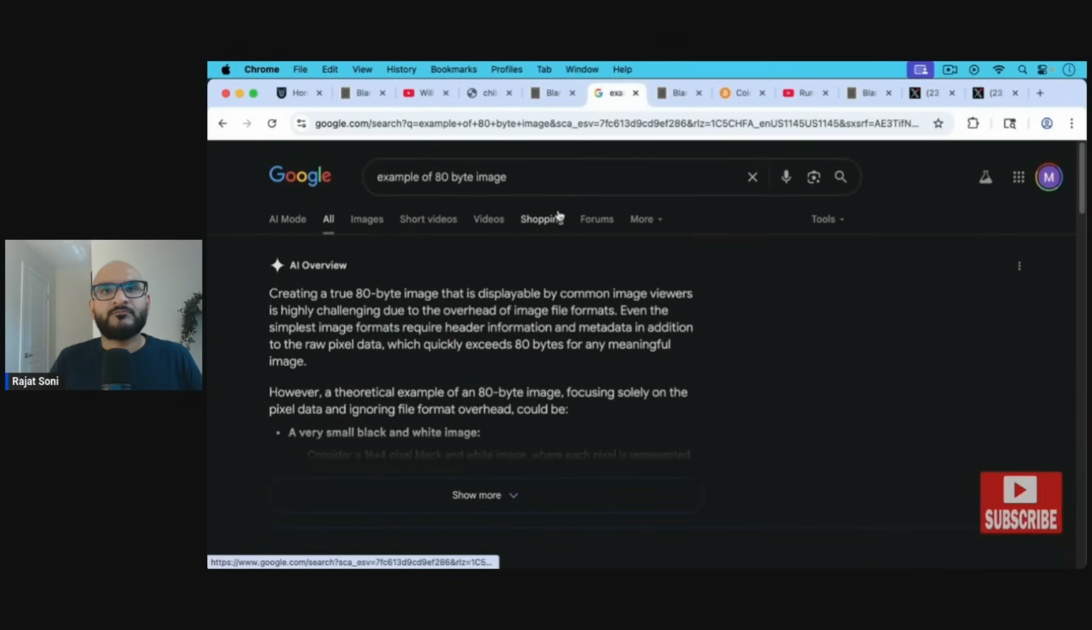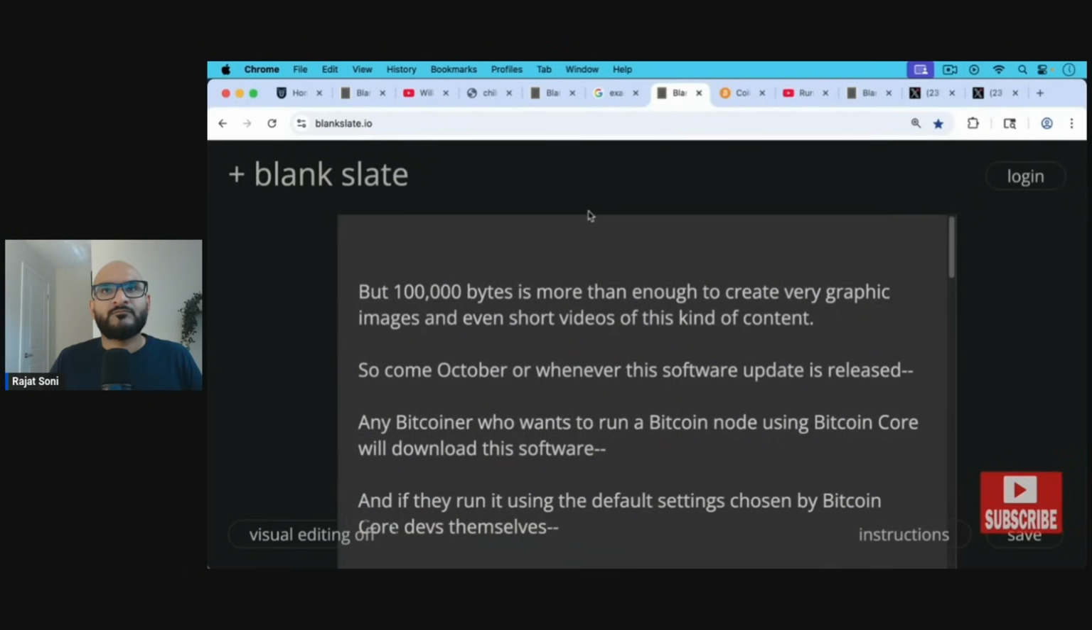If we do look at this Google search, creating a true 80 byte image that is displayable by common image viewers is highly challenging due to the overhead of image file formats, etc. So 80 bytes is not a whole lot of data. But by contrast, 100,000 bytes is more than enough to create very graphic images and even short videos of this kind of content. So come October or whenever this software updates.